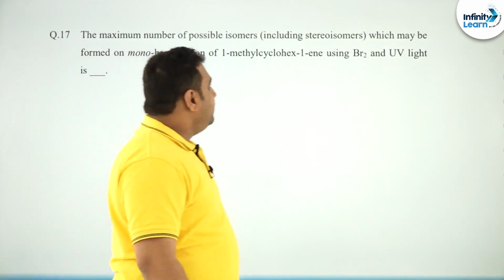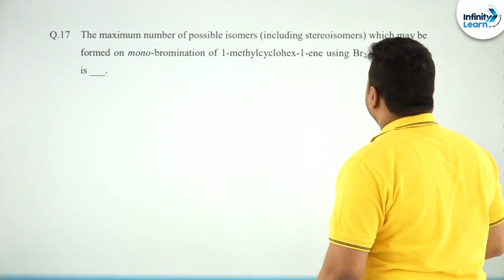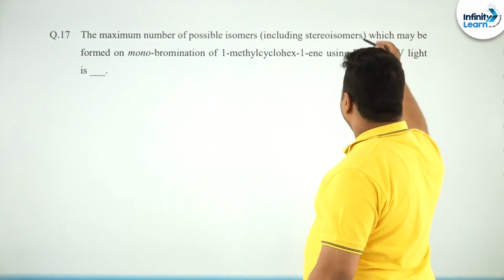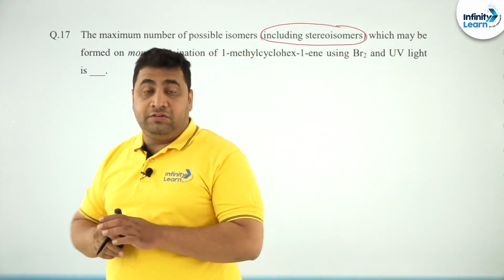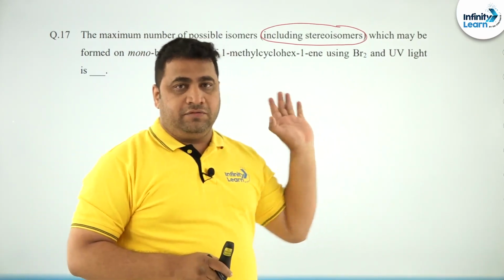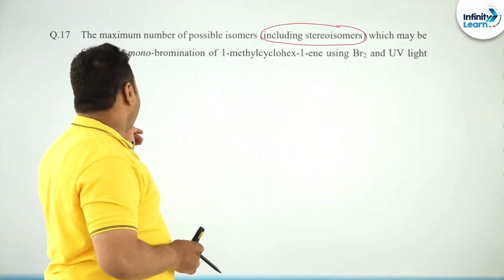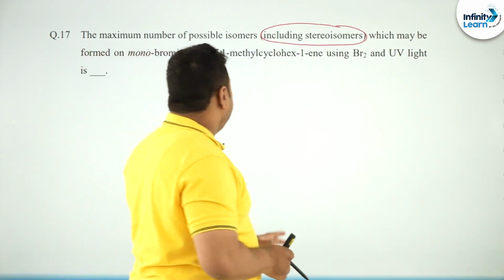Maximum number of stereoisomers including stereo. This word is a danger word. Including stereo is the most dangerous word here, so it means you have to be cautious. Chiral carbon, stereo center, everything you have to focus on. Which may be formed on monobromination of 1-methylcyclohexene?